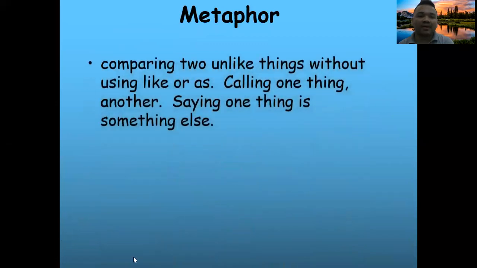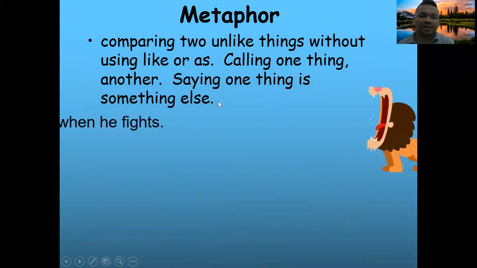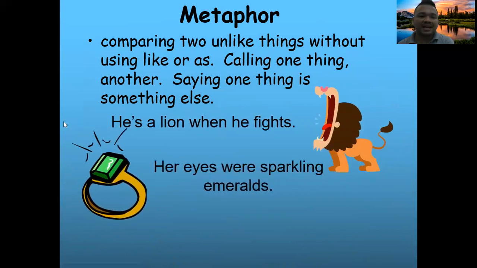And of course, metaphor is comparing two unlike things without using the word like or as. Calling one thing another, saying one thing is something else. Here we have examples: he's a lion when he fights, her eyes were sparkling emeralds. These are all metaphors. If you haven't watched the video about similes and metaphors, I suggest you click the first link in the description box below, because I am putting a couple of links there, and the first link is about simile and metaphor.